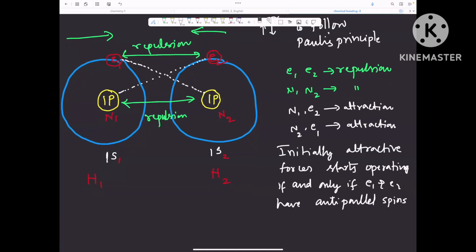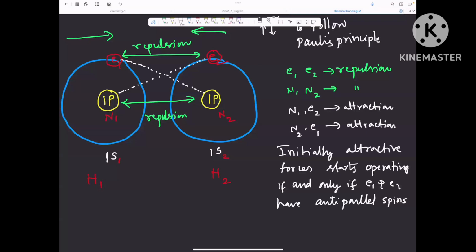So when two hydrogen atoms are coming closer, there are attractive forces. They only start if the electrons have anti-parallel spins. If they have parallel spins, initially there are repulsive forces. Therefore, there is no formation of covalent bond between two hydrogen atoms.